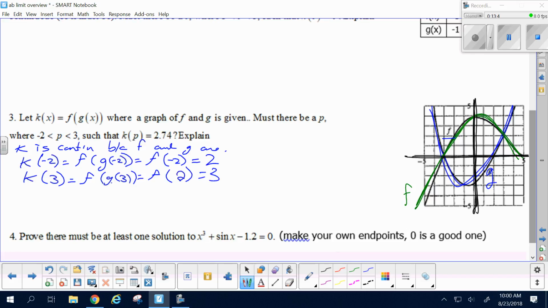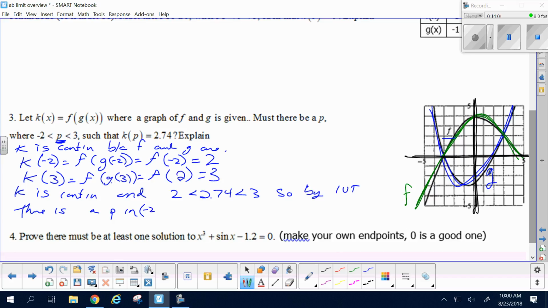All right, so here's our conclusion. K is continuous, and the betweenness is satisfied. The point you asked about, 2.74, is between 2 and 3, the endpoints. So by IVT, or intermediate value theorem, there is, they call it P this time, a P in the region -2 to 3, where K at that P equals 2.74. Cool.